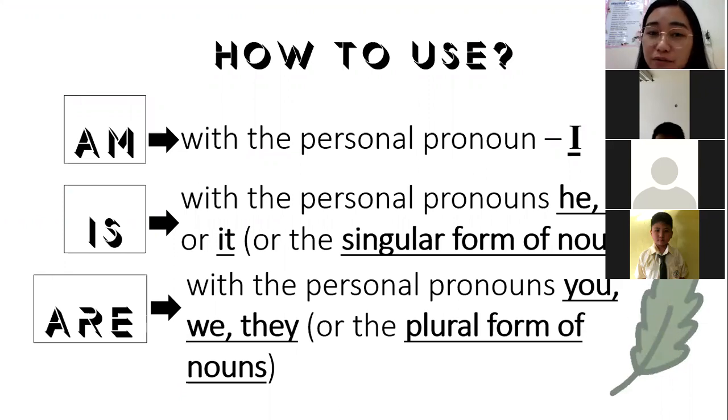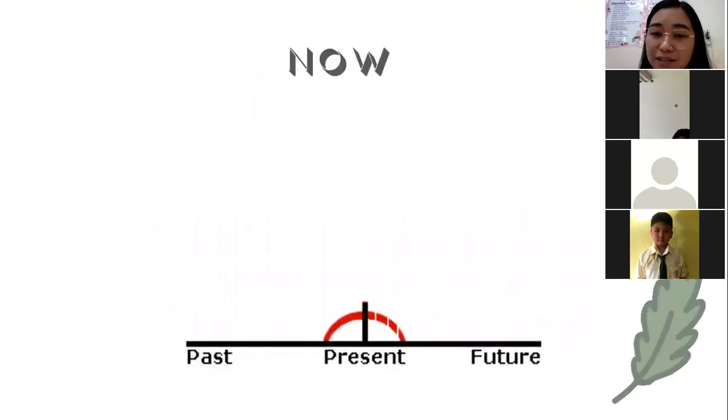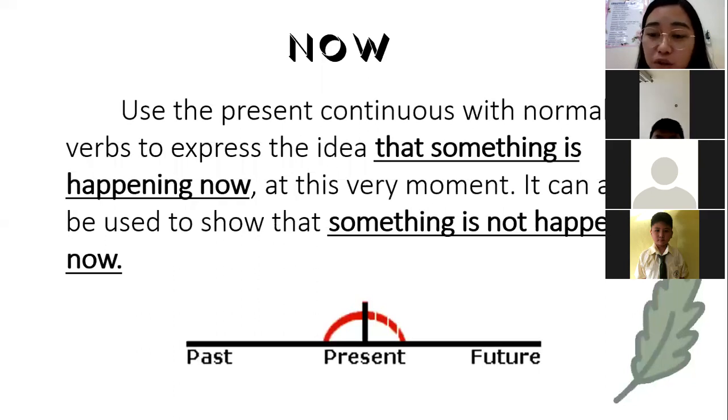So, let's go to the different functions of present continuous. The first function that I gave you, again, is "now." Use the present continuous with normal verbs to express the idea that something is happening now, or something that is not happening now, at this very moment.